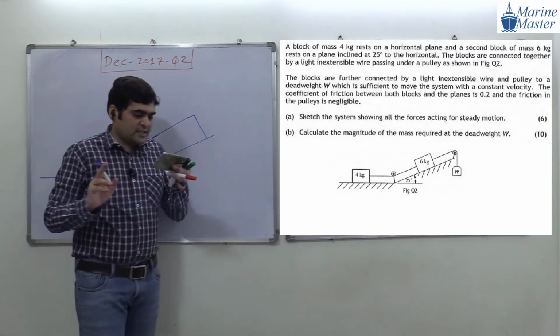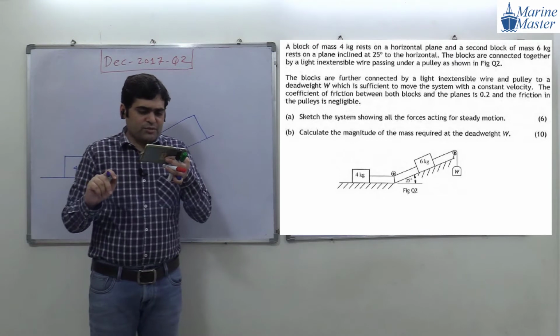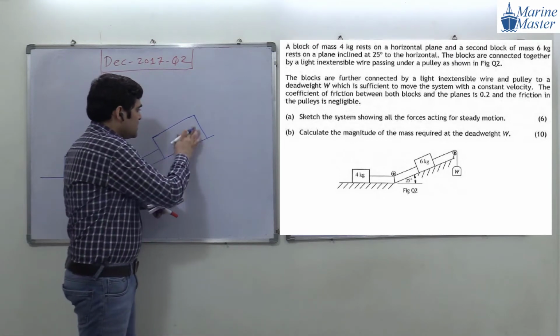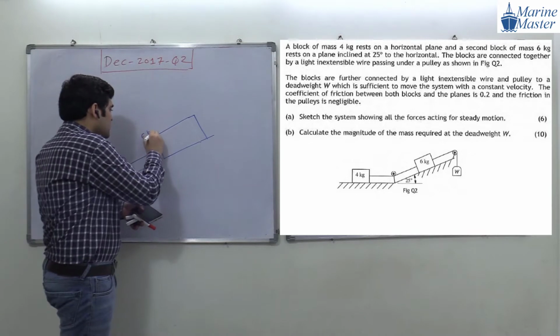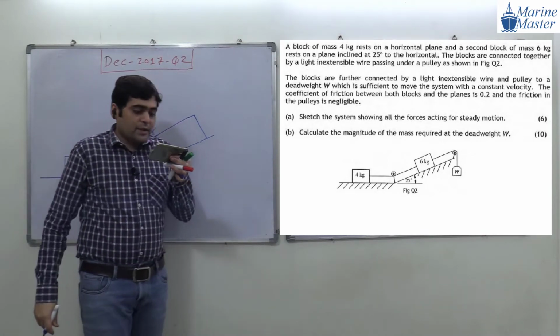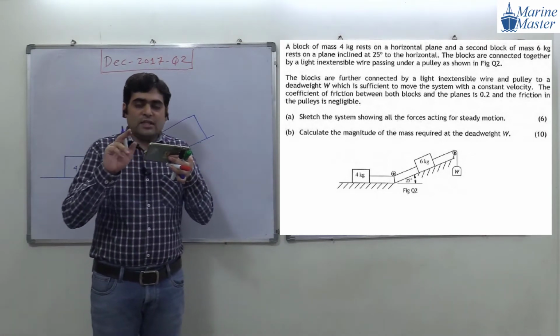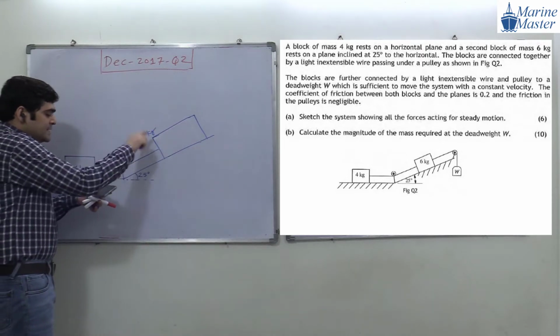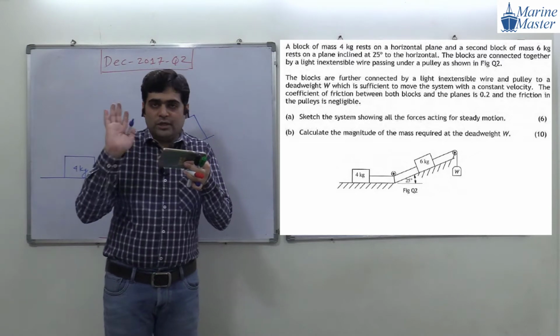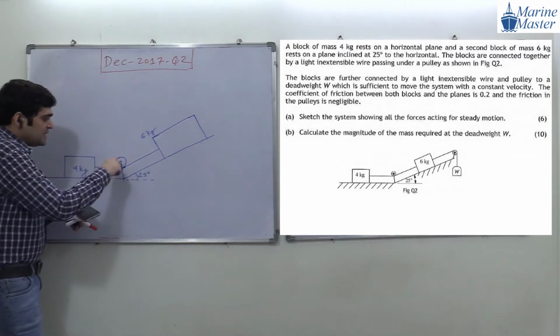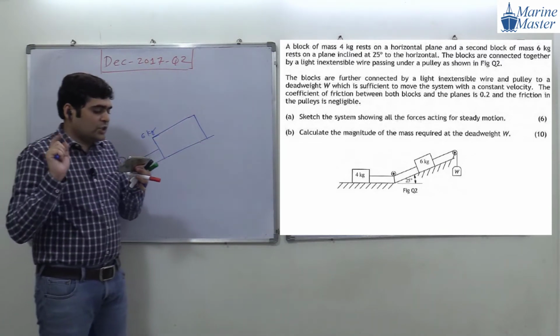This is our 6 kg mass. Now the next point is, this is a 6 kg. I will write it down here. These two blocks are connected by this light inextensible wire passing under a pulley, as shown in the figure. This is a pulley.